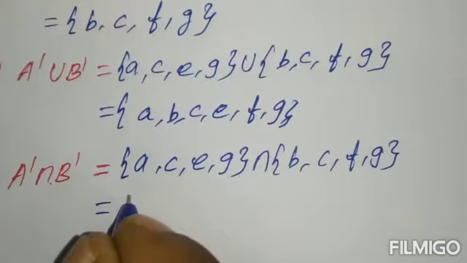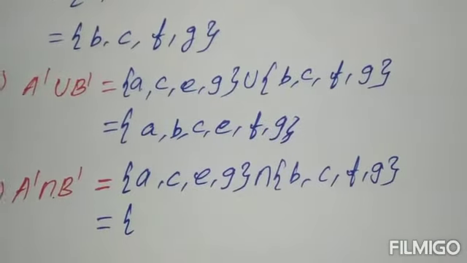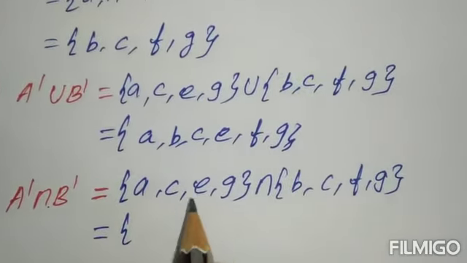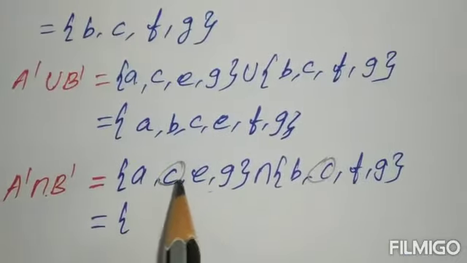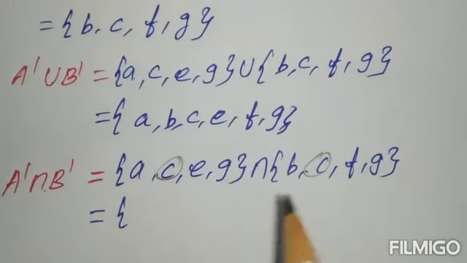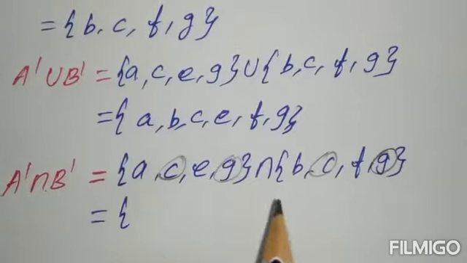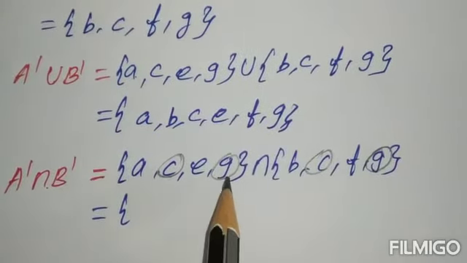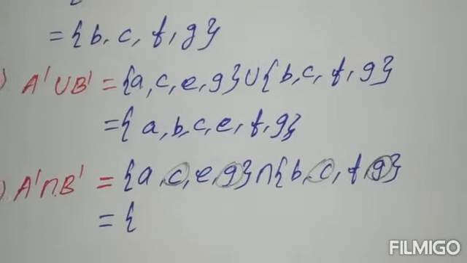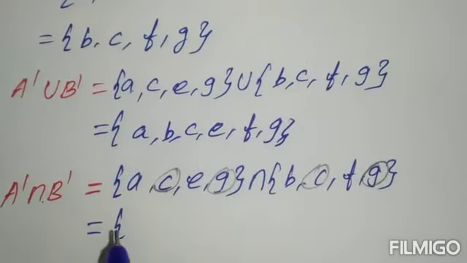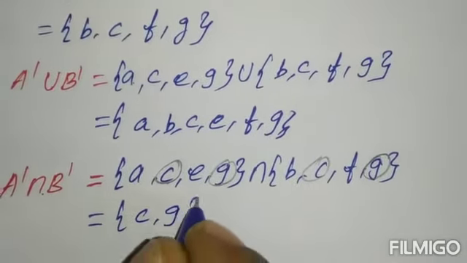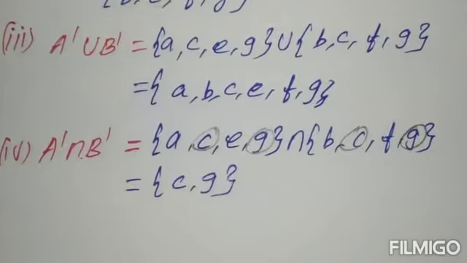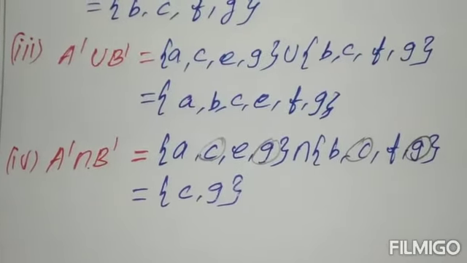The common elements in the two sets. So what are the common elements in both sets? C is common, then G also is common. So C and G only are the common elements. So write that: C, G. It is A complement intersection B complement.